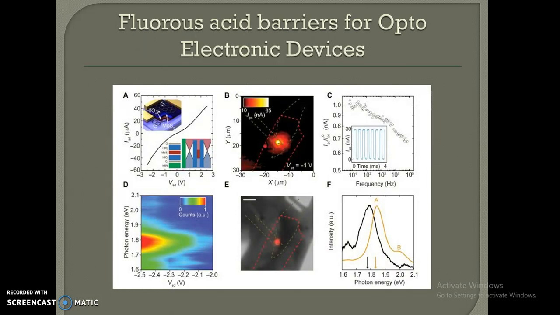This is an experimental setup for the optoelectronic devices. You can see A shows the current voltage characteristic, B shows the scanning photocurrent map, C shows the normalized photocurrent, D shows the color map, E shows the false color change, and F shows the comparison between the normalized intensity of the EL and PL at different voltages.